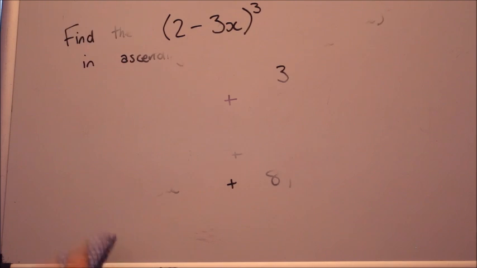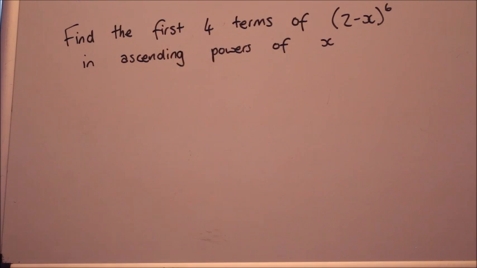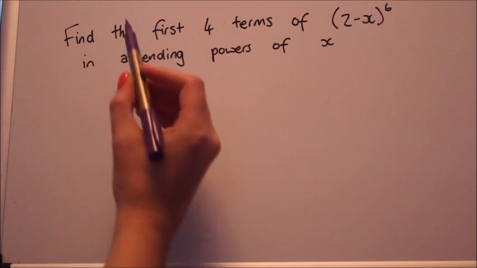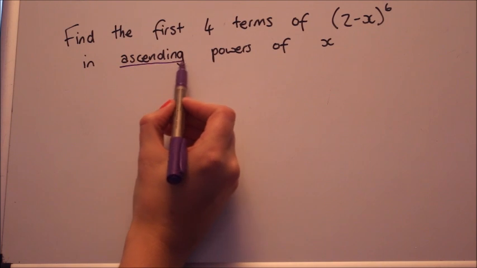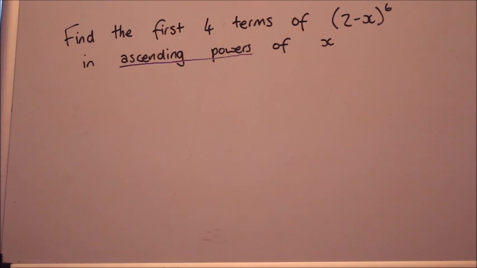Let's do another one. Okay, so in this one, we don't even need to do the whole thing. We're only asked for the first 4 terms. That's quite a common thing to be asked for in an exam. But make sure you're aware that it's in ascending powers of x. So if you did descending powers, you'd actually get the wrong 4 terms. So do have a go at this, pause the video and come back.